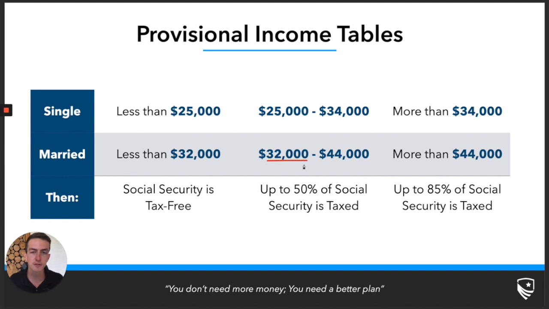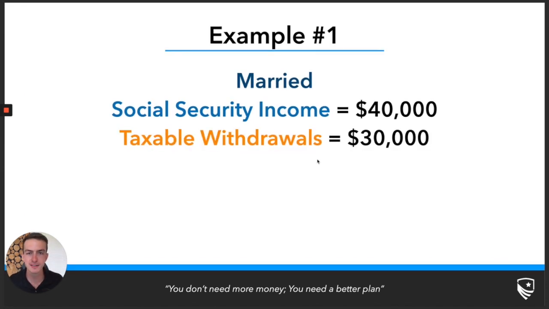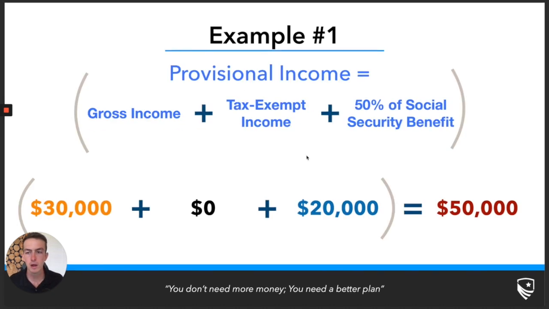Again, you just want to know from the start, this is not a cliff. It gradually happens. Let's walk through some examples to hopefully increase everyone's understanding. Let's say we have a married couple. They're taking $40,000 from Social Security. They're taking $30,000 from IRA withdrawals. How much of their Social Security benefit will be taxable? Well, how do we figure this out?